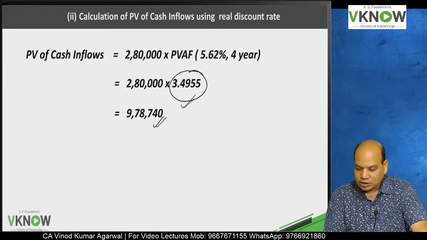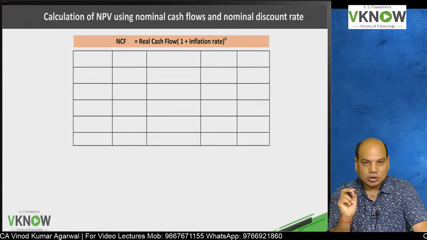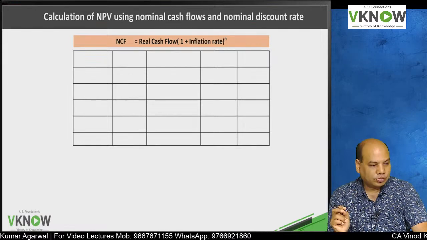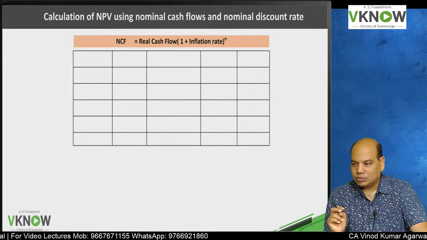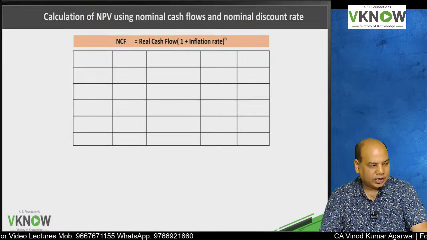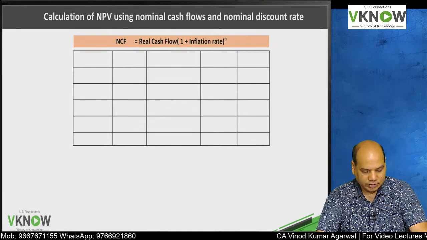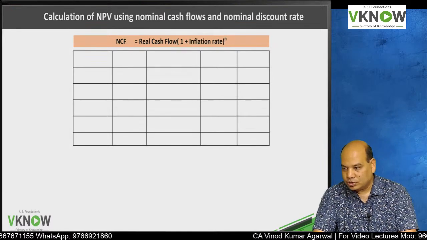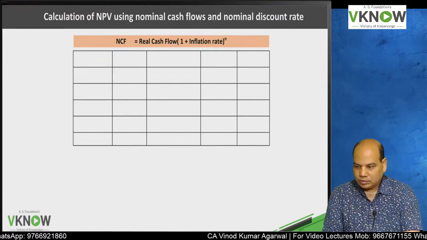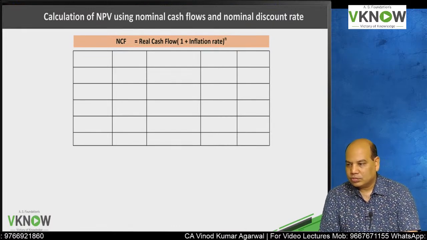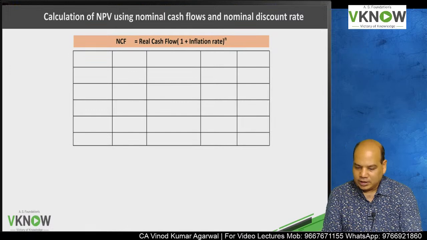Now we'll come to case number 3. I have to compute nominal cash flow from real cash flow and then use nominal discount rate. So write down please, calculation of NPV using nominal cash flow and nominal discount rate. First you write the formula for nominal cash flow: nominal cash flow equals real cash flow into (1 plus inflation rate) to the power n.